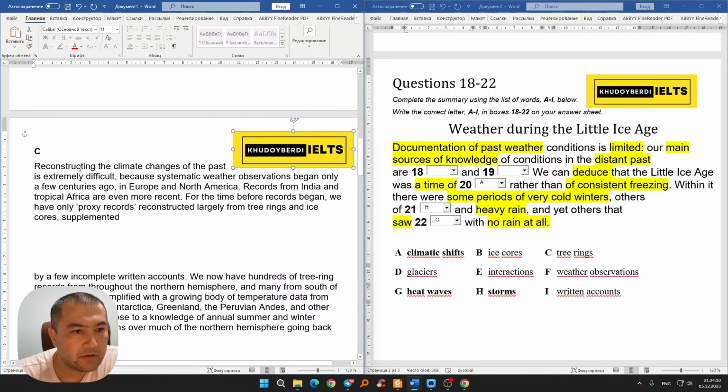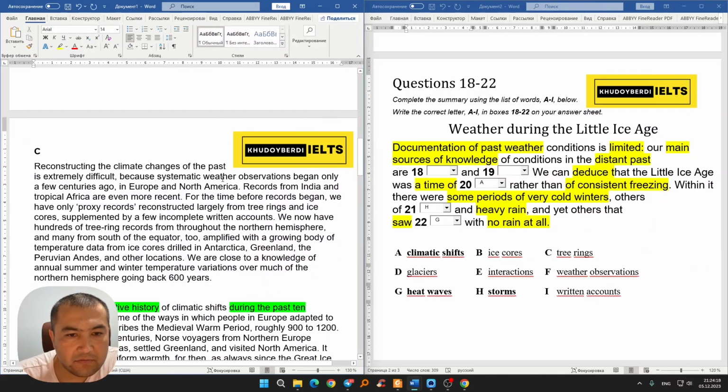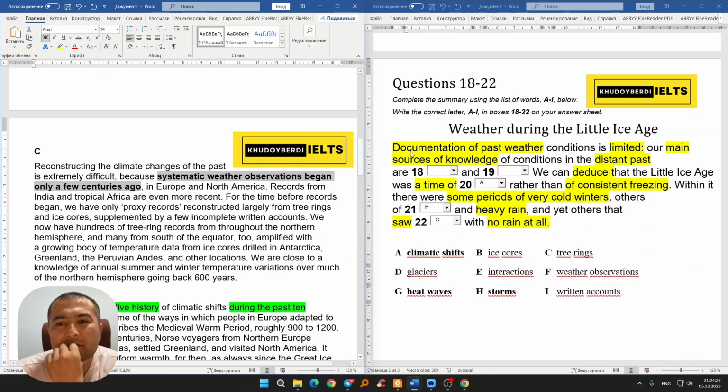So the reconstruction of the climate change of the past is extremely difficult because systematic weather observations began only a few centuries ago. Systematic weather observation, kind of similar to the word documentation, right? In Europe and North America, records from India and tropical Africa are more recent.